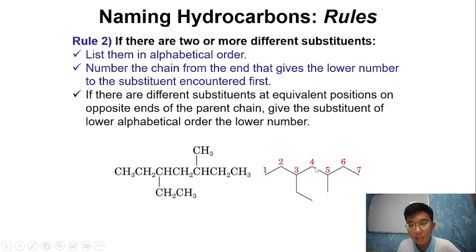So, this is given from left to right. Okay? So, what about from the right? So, this becomes 1, 2, 3, 4, 5, 6, 7. So, tingnan nyo to. Nasaan ang substituent natin? Kapag galing tayo sa left, nasa 3 and 5. Pag galing tayo sa right, nasa 3 and 5.